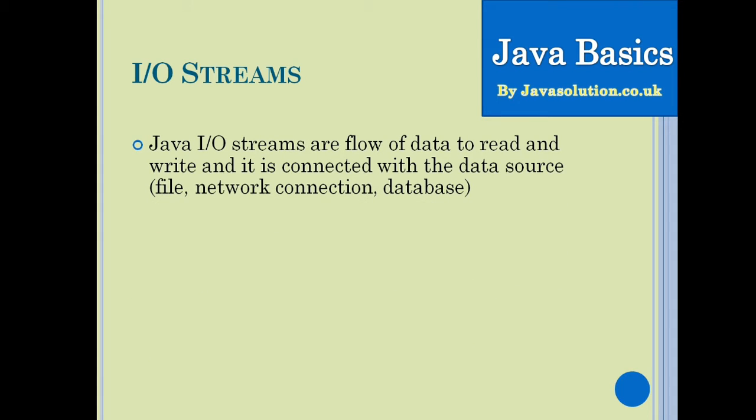Java IO streams are a flow of data to read and write, and they are connected with a data source: a file, network connection, or database. So if you need to read data from a file or from the database, or you need to write it to the network connection, a file, or a database, we need to use IO streams in Java.